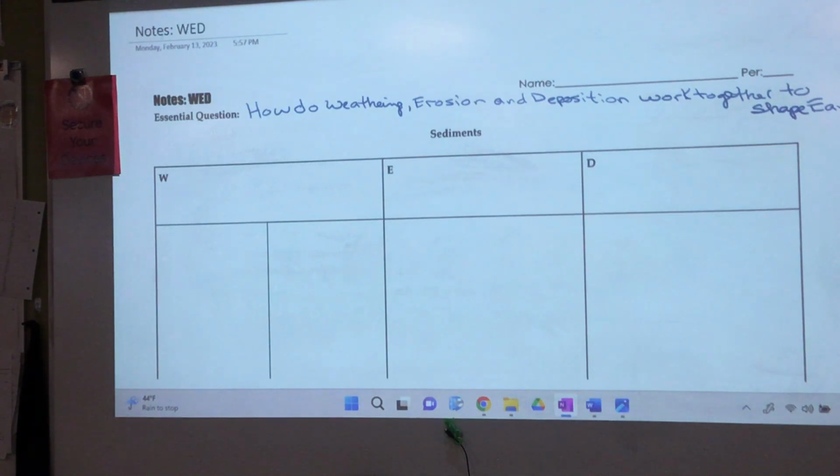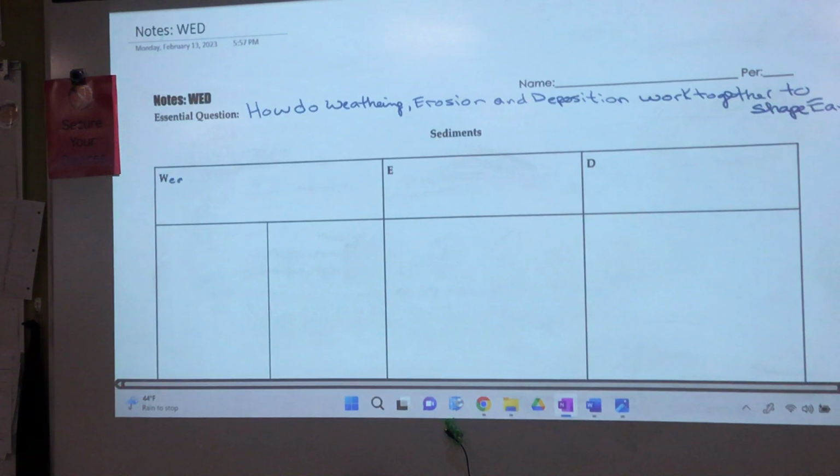Well, I think I was supposed to bring something. So what does the W stand for? Weathering. Let's go ahead and write that down. I didn't bring it. It's in my cover. I was supposed to bring water.